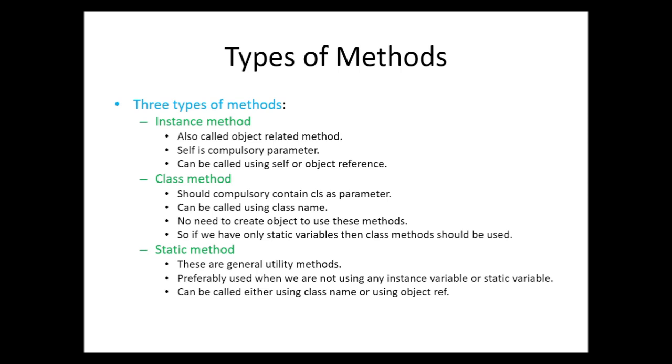On the other hand, the class method should compulsorily contain cls as a parameter, just like the instance method contains self.